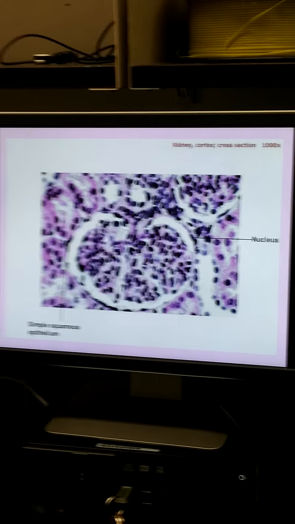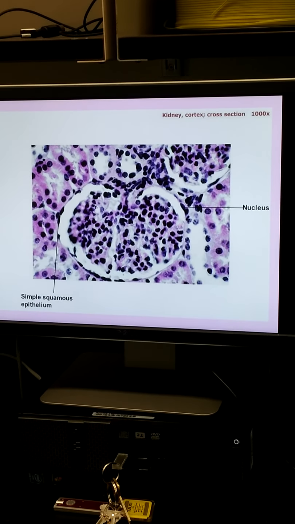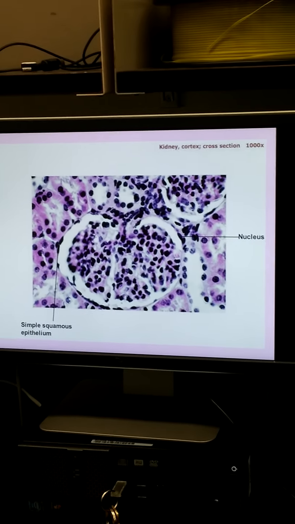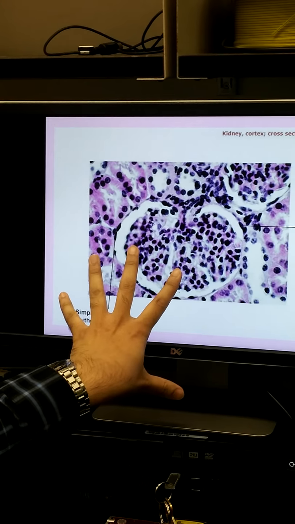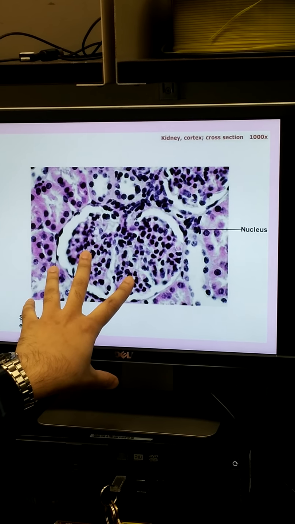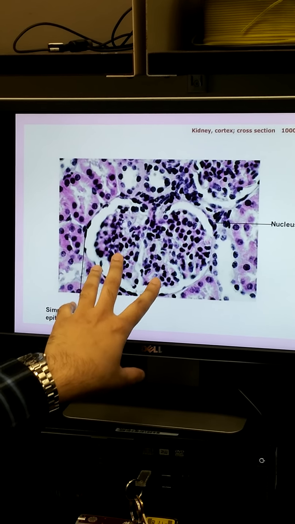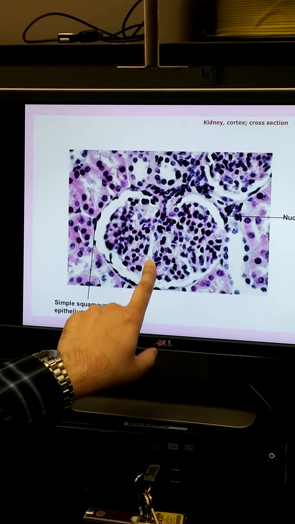Now, we're looking at a 1000x resolution of the glomerulus. And the cortex, yes. And you have the glomerulus. So it must be the cortex, if it's the glomerulus. And obviously it's the kidney, right?